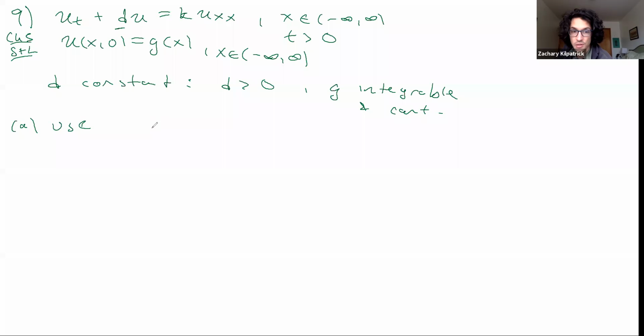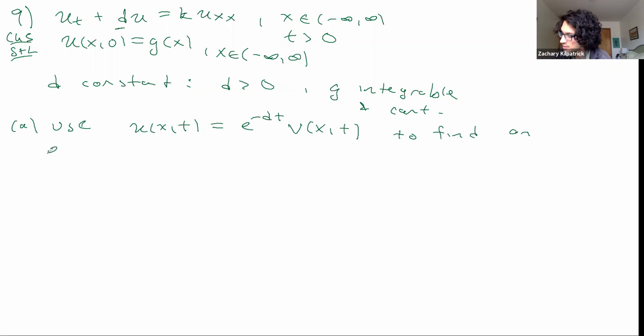Now, there is a change of variables that will turn this into the heat equation. So let's use the following change of variables to show that we can turn this into the heat equation. Let's say u is equal to e to the minus dt times v of x,t, to find an equation for v of x,t. That's the first part of this problem. So this will give you some practice doing changes of variables.